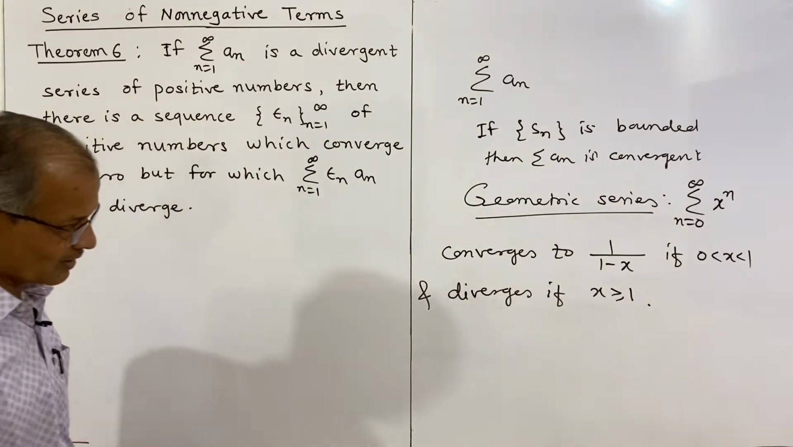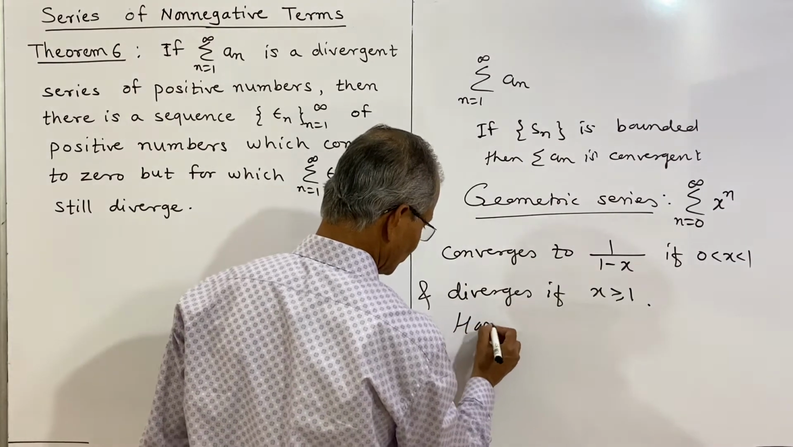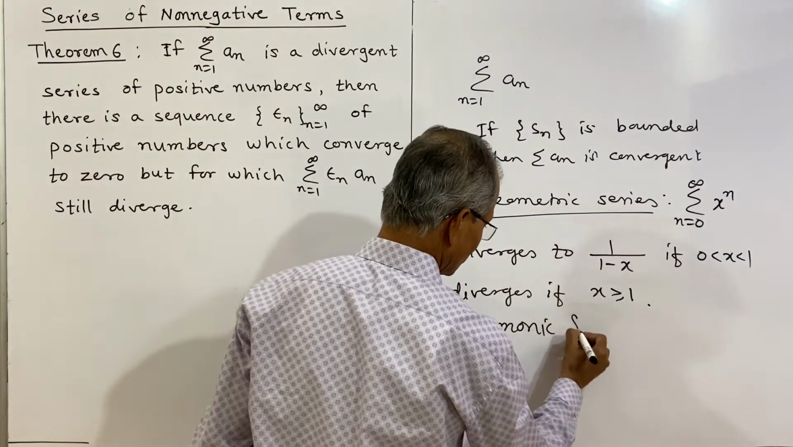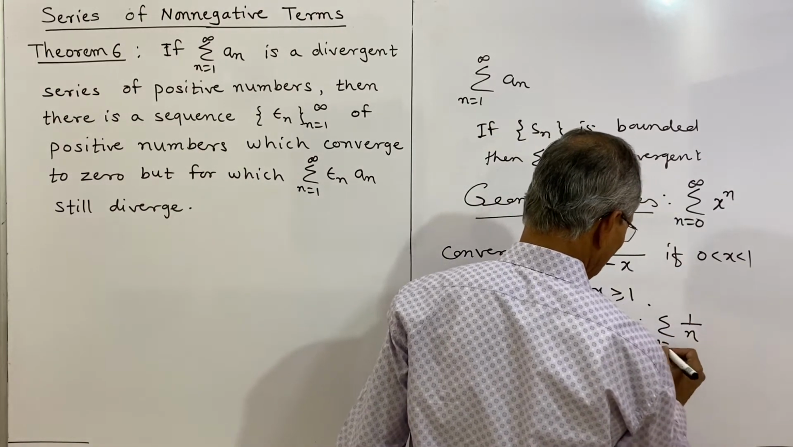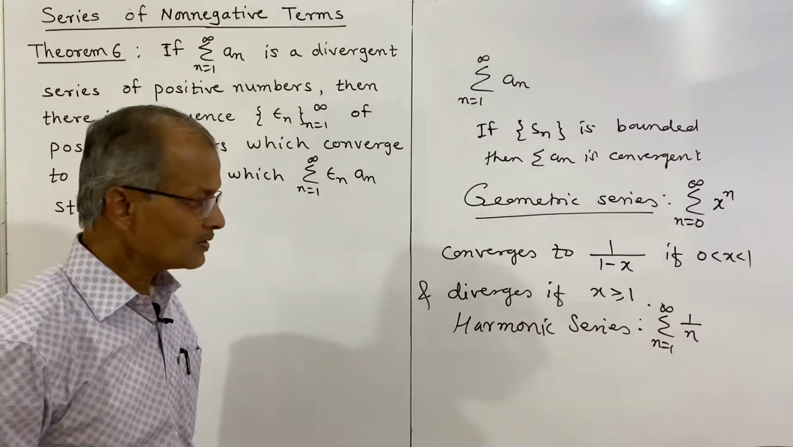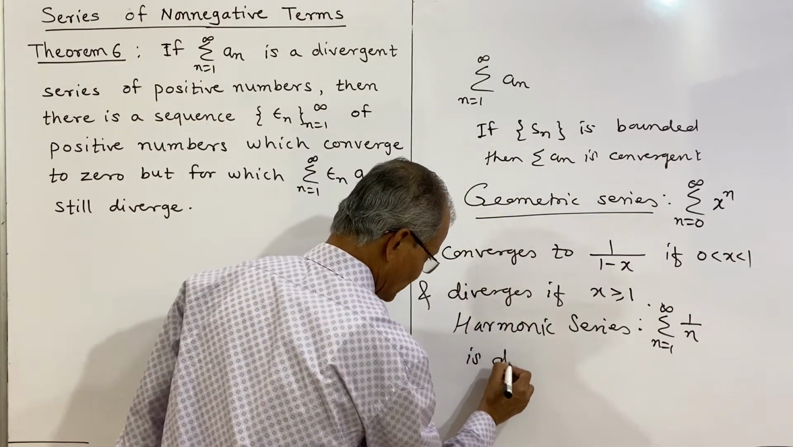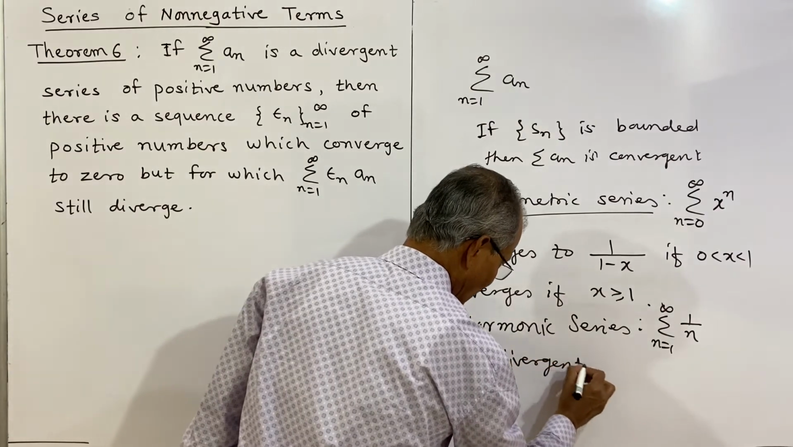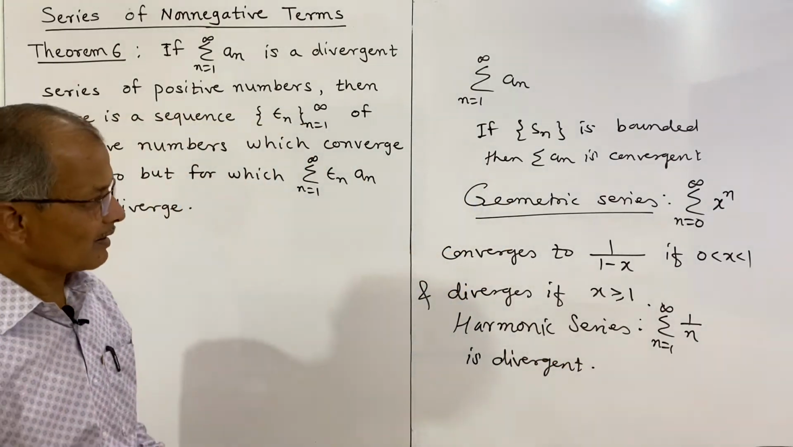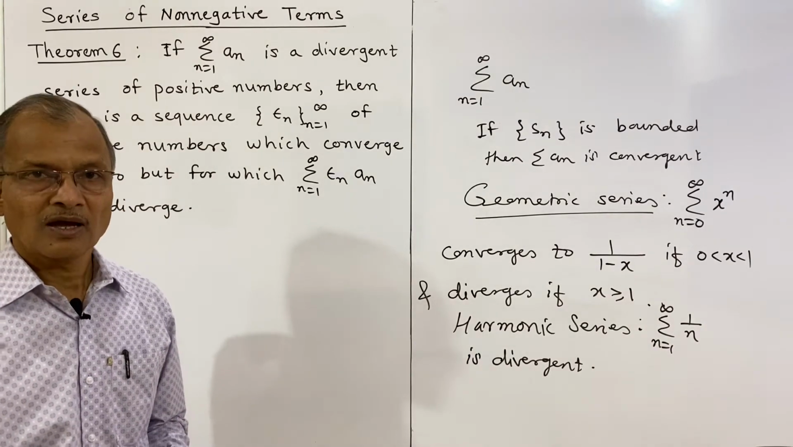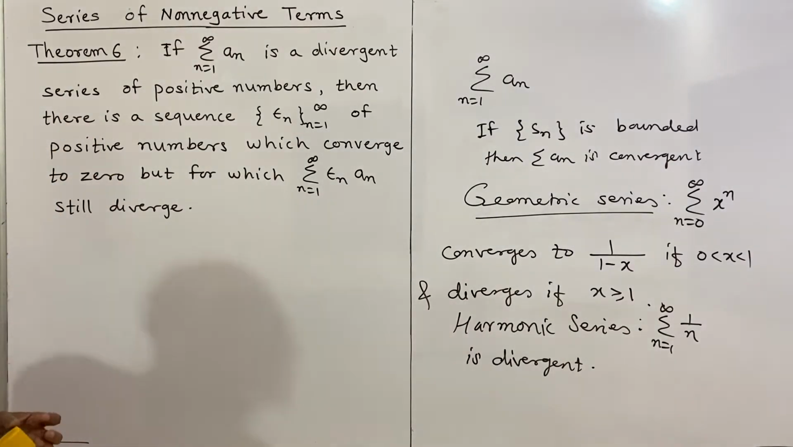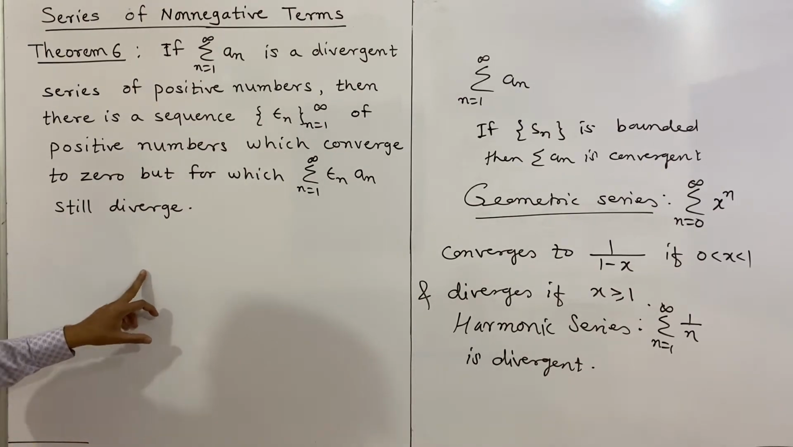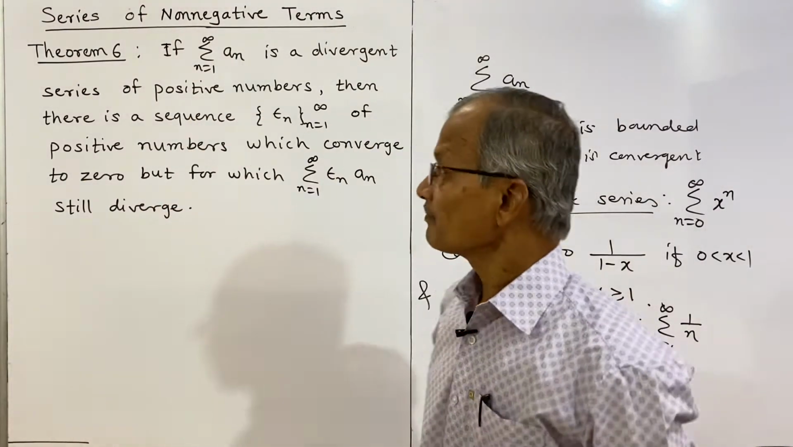And one more series we have studied, which is known as the harmonic series. That series is summation 1 by n, n takes value 1 to infinity. This series is divergent. So these are a few results that we have studied in the earlier two lectures, and this is the third lecture on series. In this lecture we shall study again a theorem about series of non-negative terms, and this is our theorem number 6.